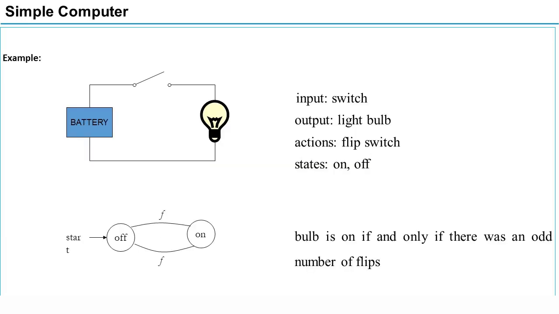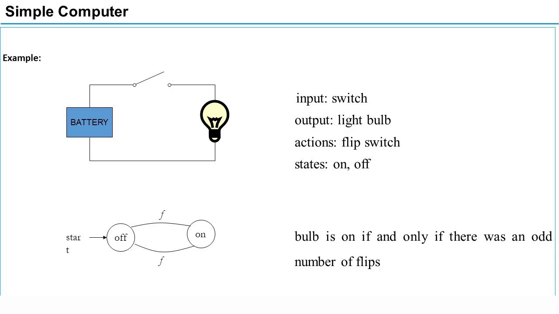Next, we have given it in the form of a state diagram. The same example has been given in the state diagram where you have the start state. Initially it is in the off state. When you give a flip, it moves to the on state. When you give another flip, it moves to the off state. So you can give your flips continuously, where you get on and off.